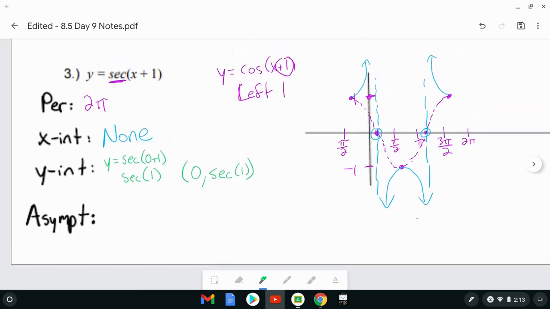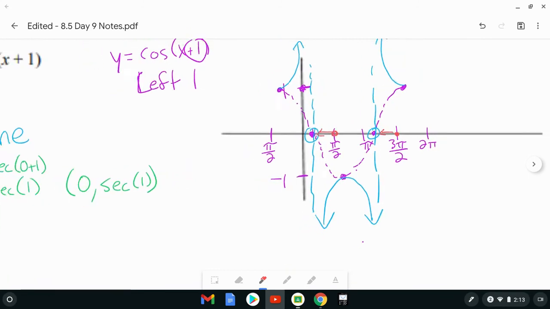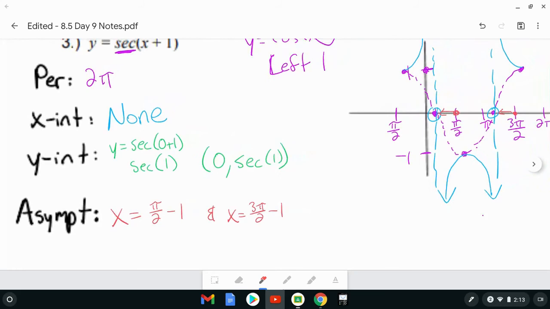The asymptotes here, we can see them vertically, but again, the way we found them is we took pi over 2 and we went left 1 unit. We took 3 pi over 2 and we went left 1 unit. So the asymptotes are going to be x equals pi over 2 minus 1, and 3 pi over 2 minus 1 as well.